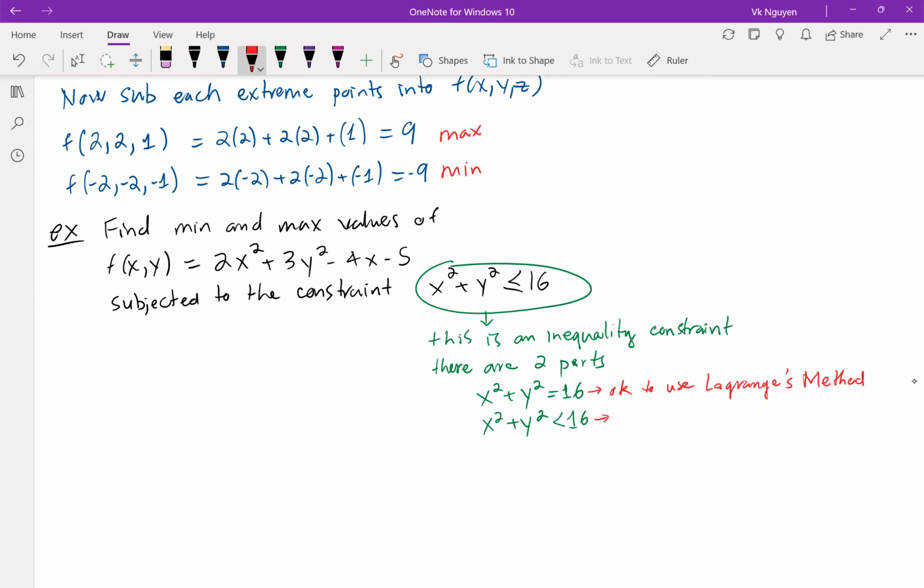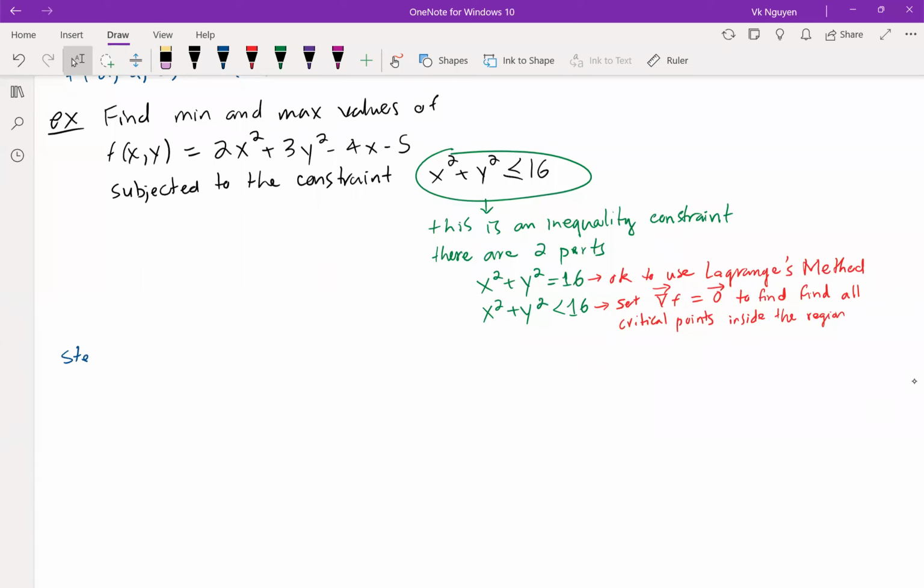You've got to figure out the critical points inside the region D. Set the gradient vector to the zero vector to find all critical points inside the region, where x squared plus y squared is less than 10.